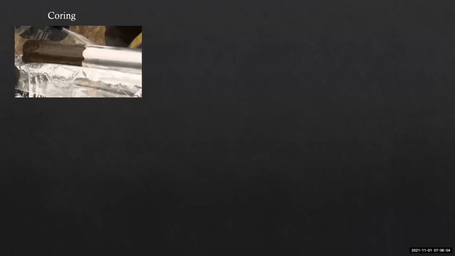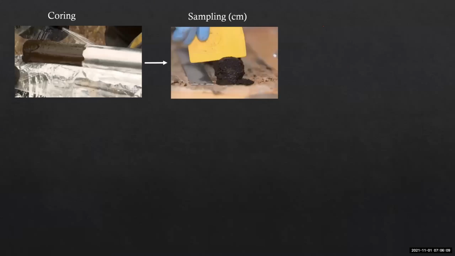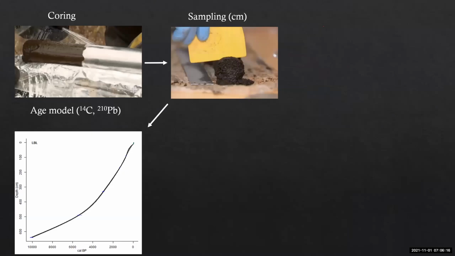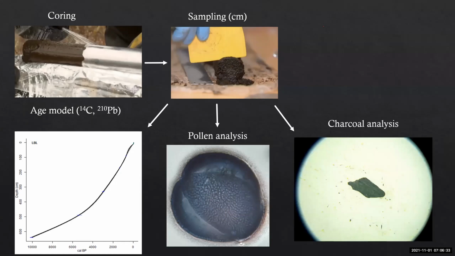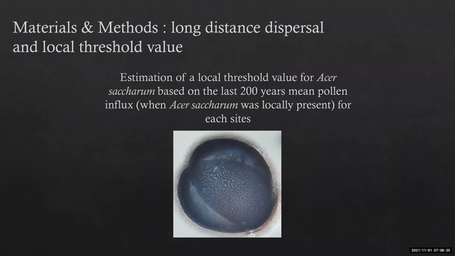To study this dynamic, we did coring at the three sites, sampling at centimeter resolution in the lab. We built an age model based on carbon-14 and lead-210 dating. We did pollen analysis, and this is an Acer saccharum pollen here, and we did charcoal analysis. Just one thing about the pollen analysis.